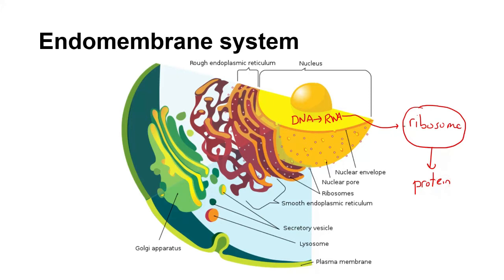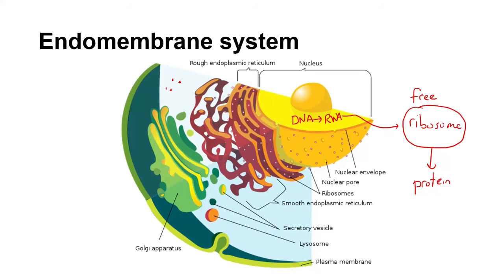And ribosomes come in a couple different forms. Those that are free, they're not associated with anything else. They're just floating out here in the cytoplasm, here and here and here. They make proteins that usually stay within the cell. Things like the cytoskeleton, enzymes, etc.